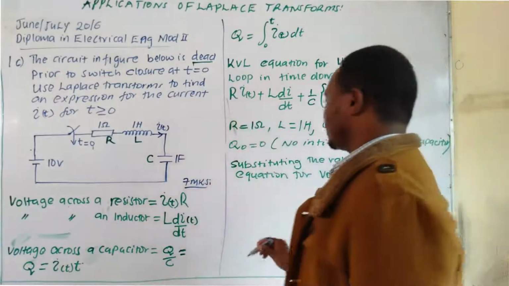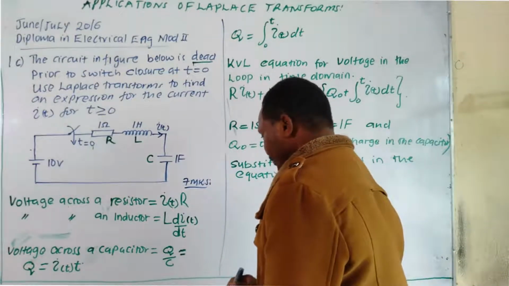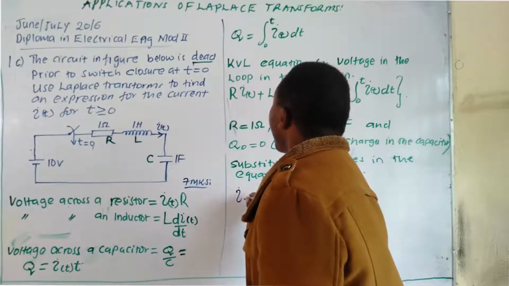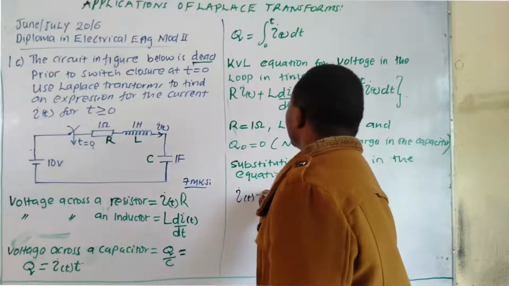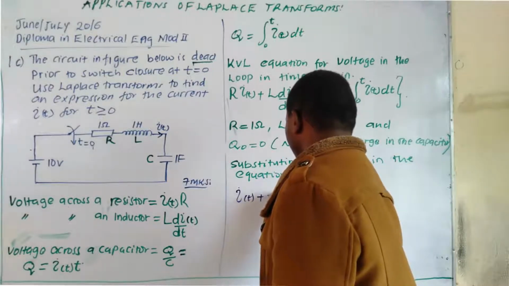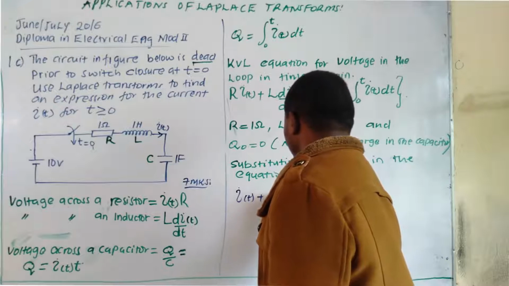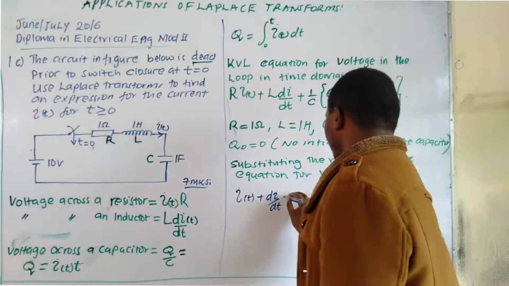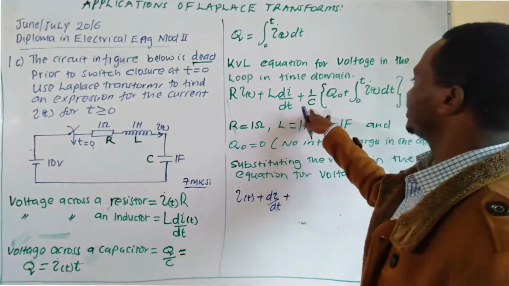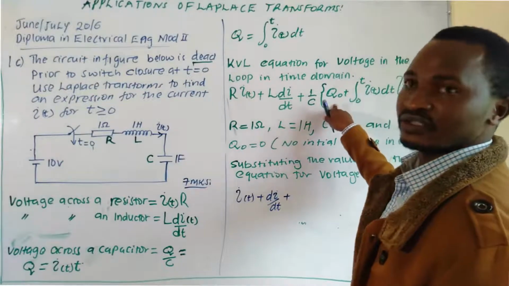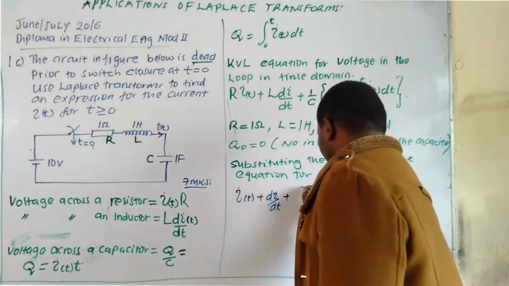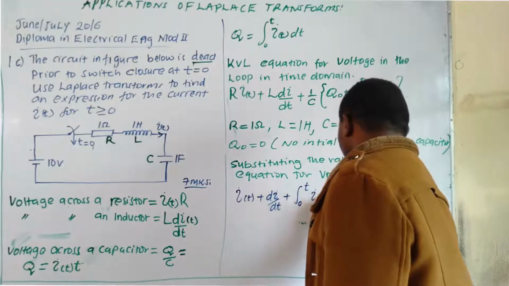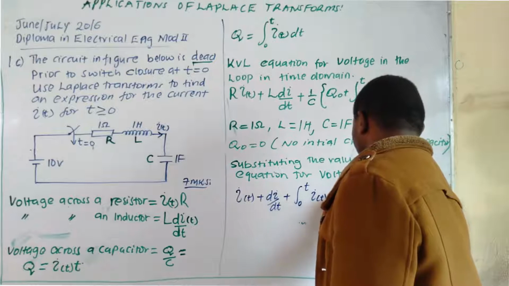R is 1, so you only have I of t plus R is 1, so it's simply di/dt, plus C is 1, 1 over 1 is 1, Q naught is 0, plus the integral from 0 to t of I of t with respect to t.